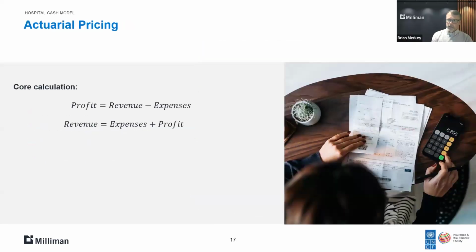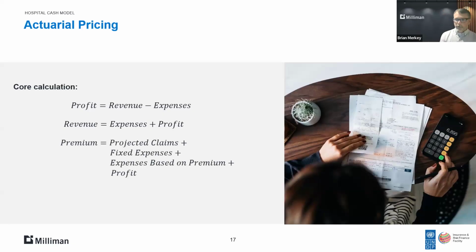So in general, actuarial pricing is really based on using the balance of revenue and expenses. In any business, there is this relationship where profit is revenue minus expenses. In the insurance space, revenue comes from premium, and expenses come from claims, and then of course other business expenses. So you might have a version like this within the insurance industry, where you have claims, some fixed expenses, some expenses that are based on premium, and then your profit.